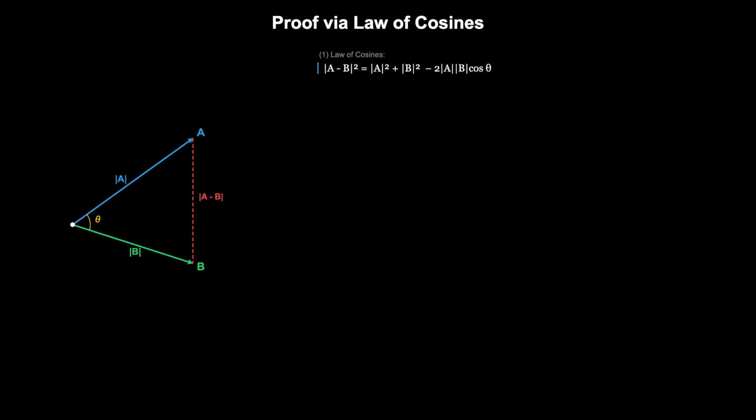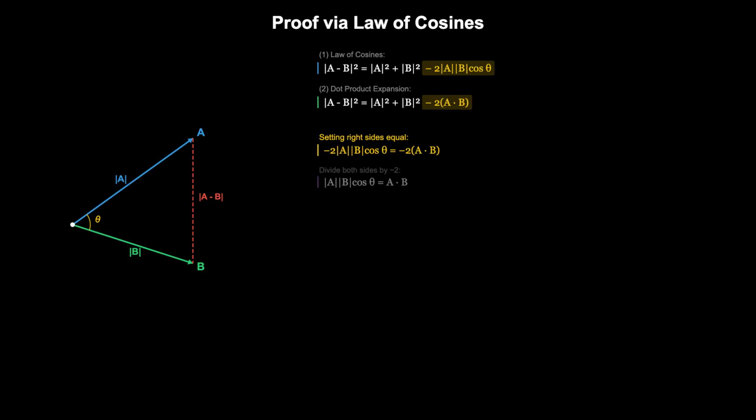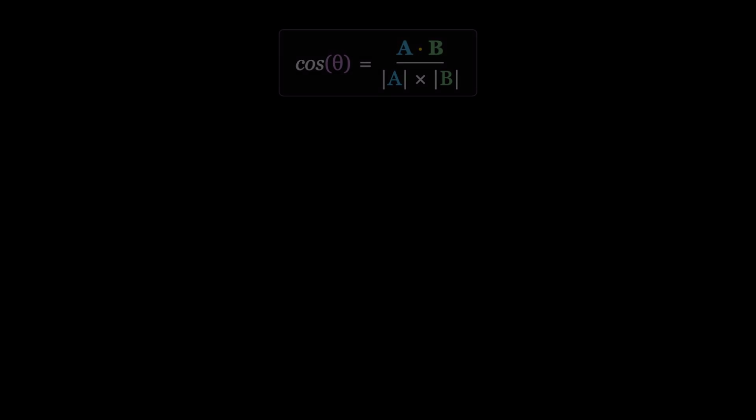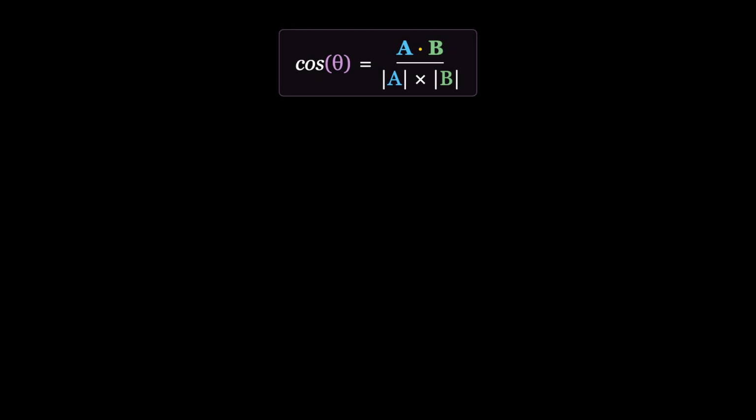Now we look at the same squared length from an algebraic perspective. Writing a minus b as a dot product with itself and expanding leads to an expression involving the magnitudes of a and b and their dot product. Since both approaches describe the same quantity, we can set them equal. The squared magnitude terms cancel, leaving a direct relationship between the dot product and the angle between the vectors. Dividing and rearranging then gives the cosine similarity formula, showing that it follows directly from basic geometry and the definition of the dot product. Now that this expression has been derived, we take it as a definition.